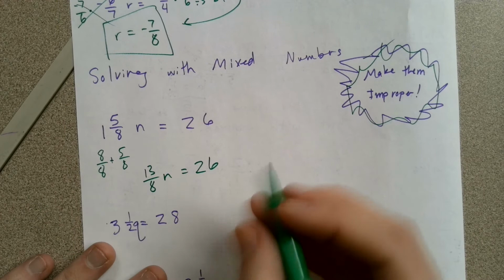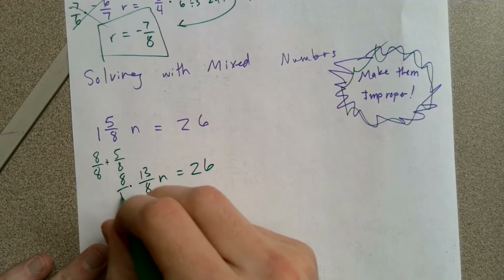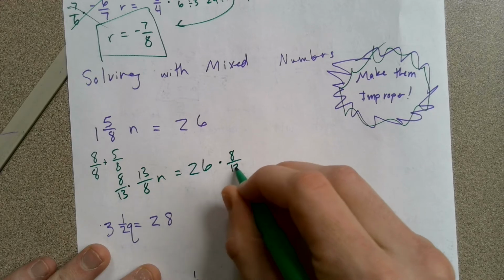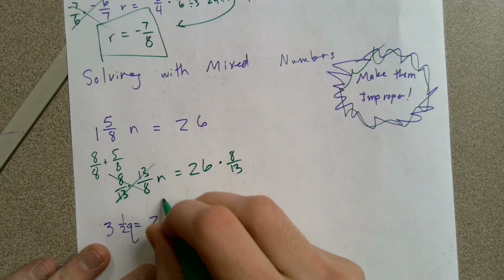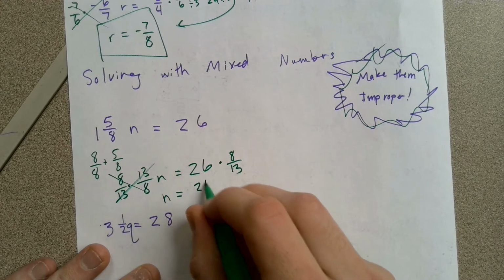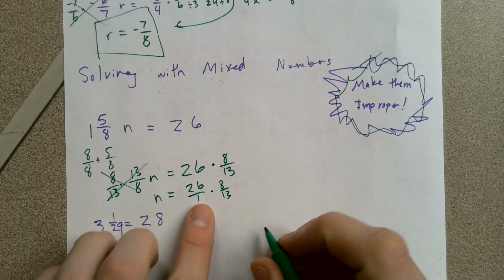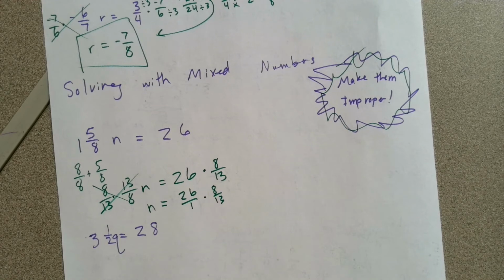Now we pull out that reciprocal. Let's multiply it by the reciprocal to cancel that out. Whatever we do to one side, we do to the other. Those are going to cancel each other, leaving us with n equals 26 over 1. I can put that right over 1 because it's a whole number. I know anything over 1 is the same thing.